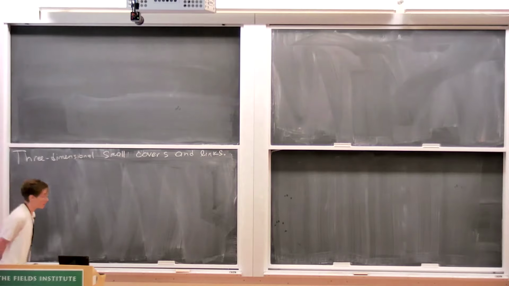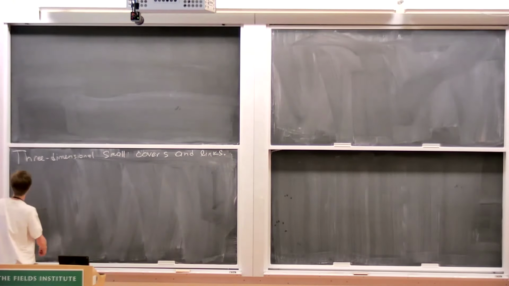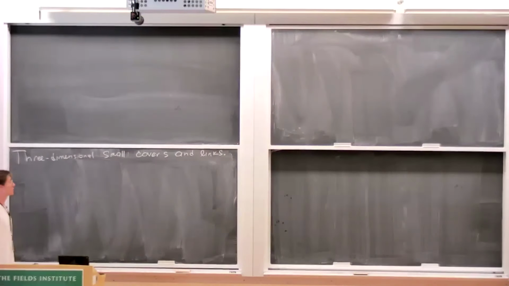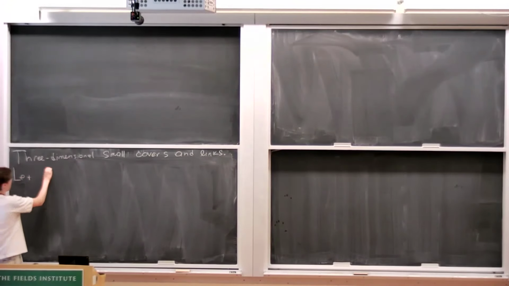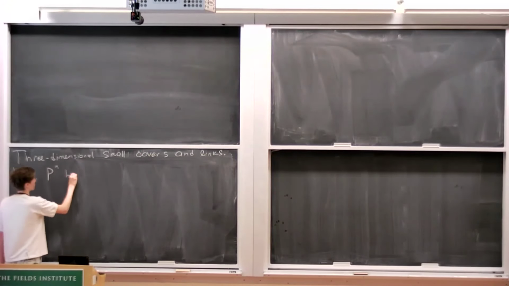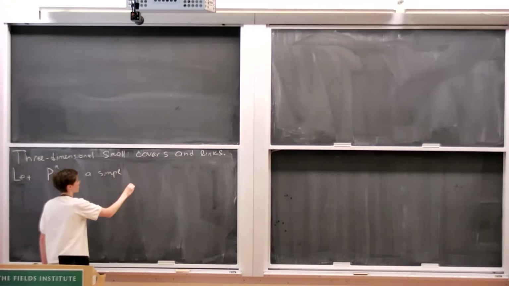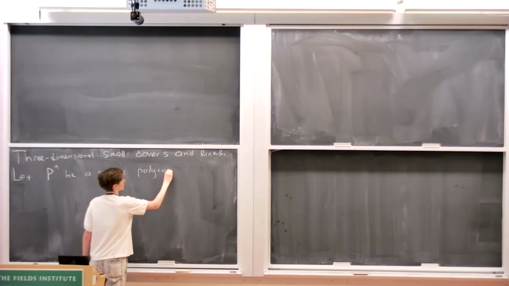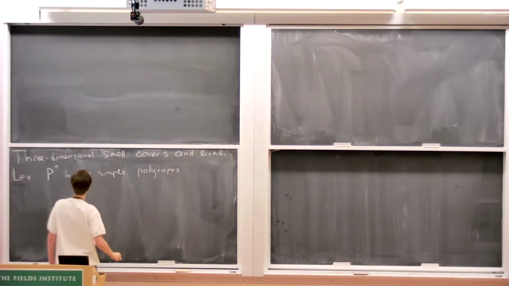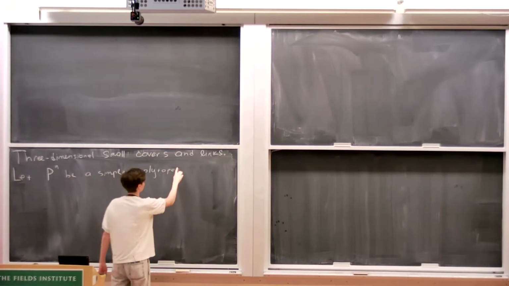Thanks to the organizer for giving me an opportunity to give a talk here. So let's start with the definition of the small cover and let's fix some notation. Let Pn be a simple polytope. Simple means that any vertex is the intersection of n facets, and by facet I mean a face of codimension one.